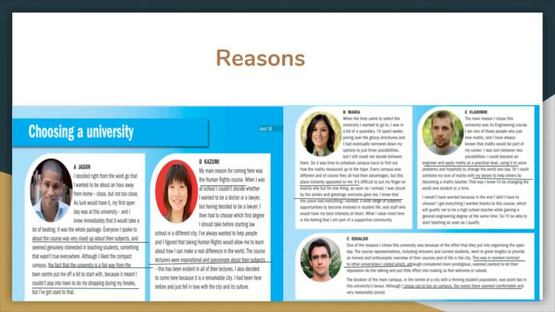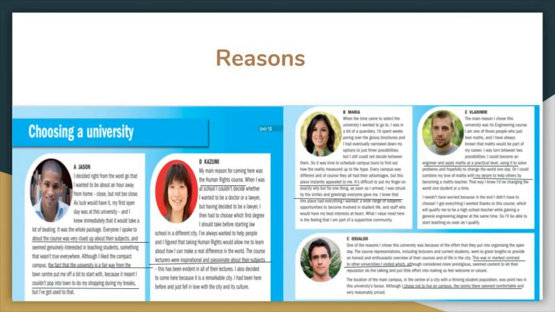And the answer is letter E, because it says that I could combine my love of maths with my desire to help others by becoming a math teacher. So the underlying idea is hoping to pass on knowledge. He wants to be a teacher of math, so it is basically passing his knowledge to students.